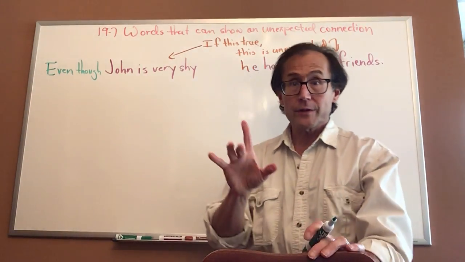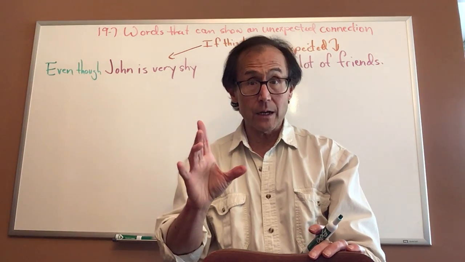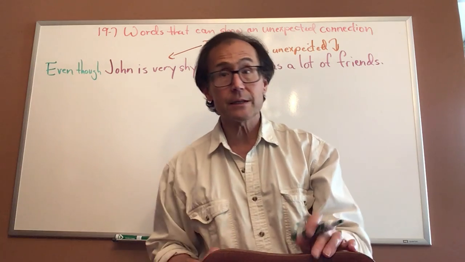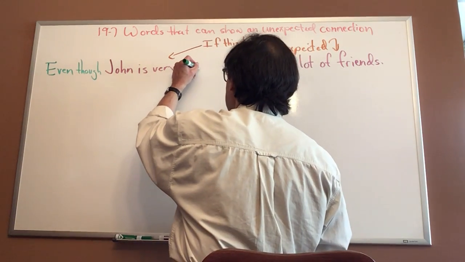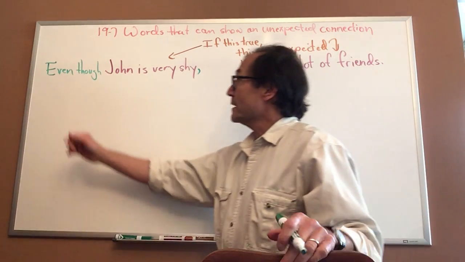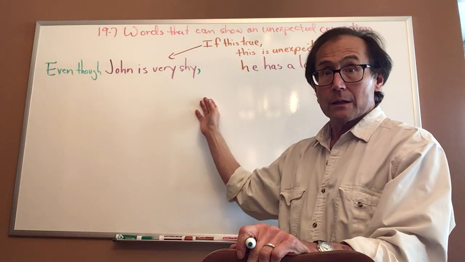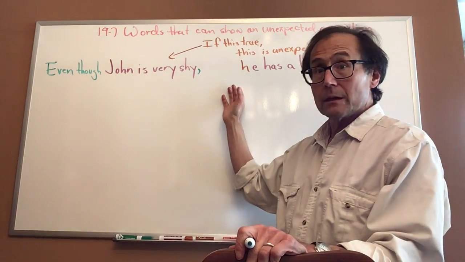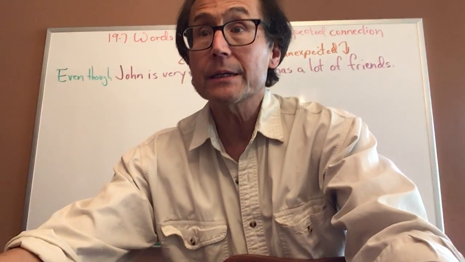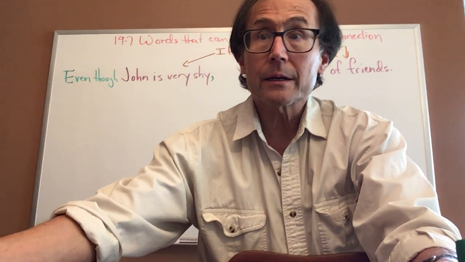Now, even though is the same family of words as because. What do I mean when I say that they're the same family? You remember that one of the things that we learned is, if because comes in the beginning, then I use a comma. If because comes in the middle, I don't use a comma. And I need to make that so you can see. Hold on just a second. I need to move this back even farther. Okay, I hope that's clear.